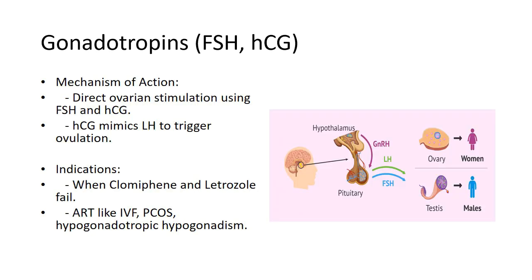3. Gonadotropins, FSH and LH injections. Mechanism of action: exogenous FSH and or LH stimulate follicular development directly, bypassing the hypothalamic-pituitary axis. Indications: women who fail oral ovulation induction with clomiphene or letrozole. Hypogonadotropic hypogonadism, with low FSH and LH secretion. Controlled ovarian stimulation in IUI or IVF cycles.